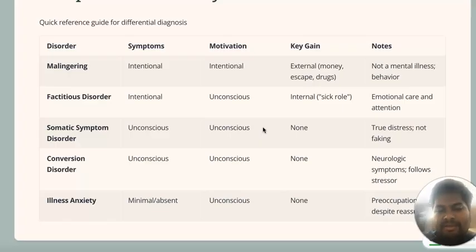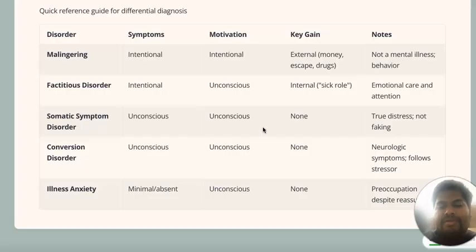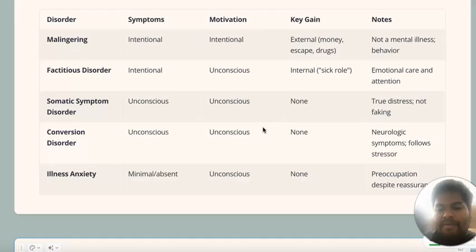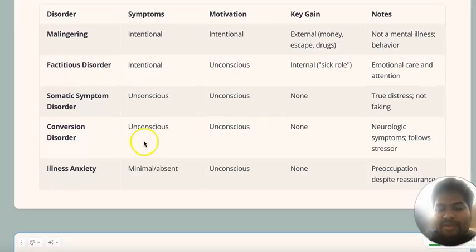For somatic symptom disorder, they are the most innocent ones. They don't have any conscious control, they didn't fake it, neither did they create the symptoms. They are actually feeling the pain or the symptoms. It's just that the symptoms don't fit any diagnostic criteria of other organic diseases. So it's true distress and not faking, and you have to repeatedly call the patient to your own clinic, to the same physician. For conversion disorder, again the symptoms are more neurologic.